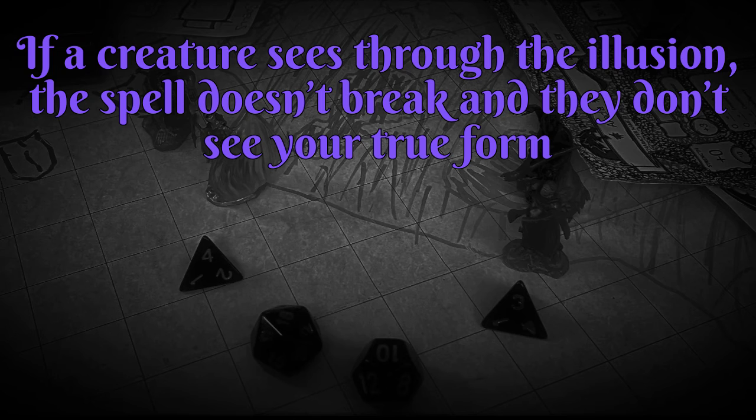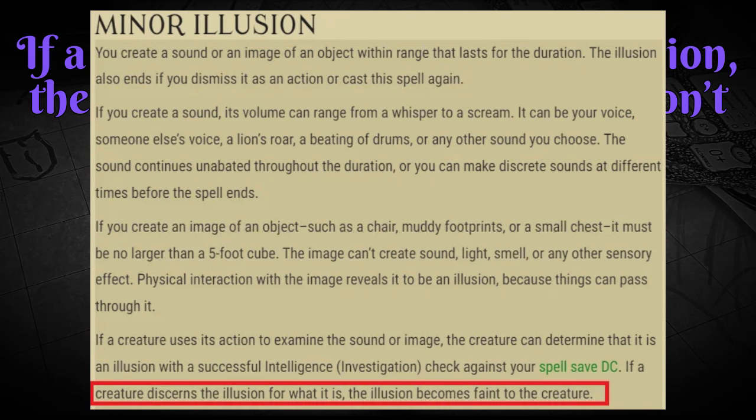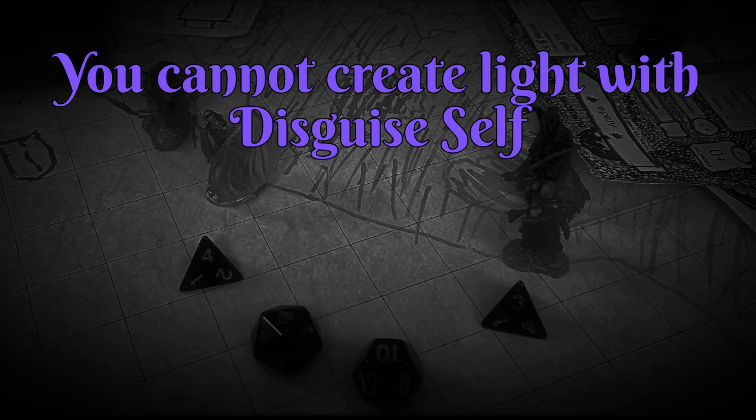This is in contrast to a spell like Minor Illusion, which includes a clause that if a creature discerns the illusion for what it is, the illusion becomes faint to the creature. The spell continues at full effect for its 1 hour duration until you dismiss it or until you get hit with Dispel Magic. Rule number 2 is that you cannot radiate light with Disguise Self.